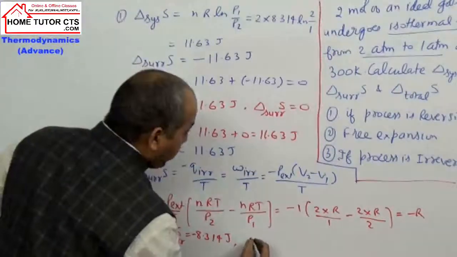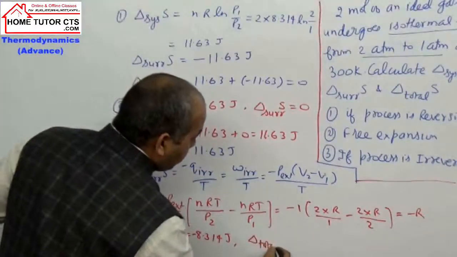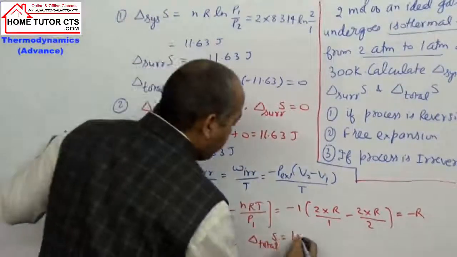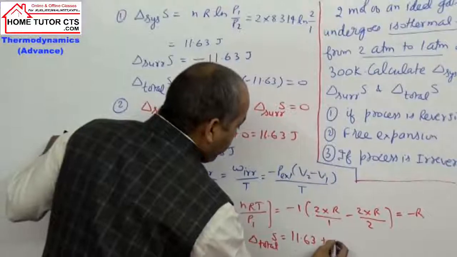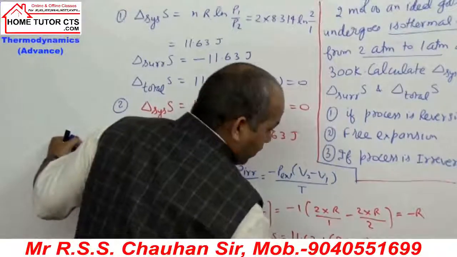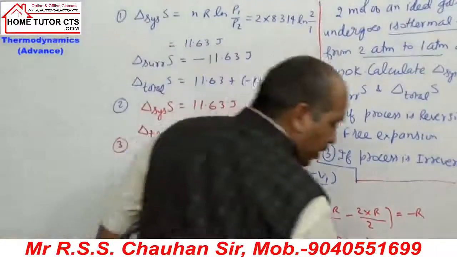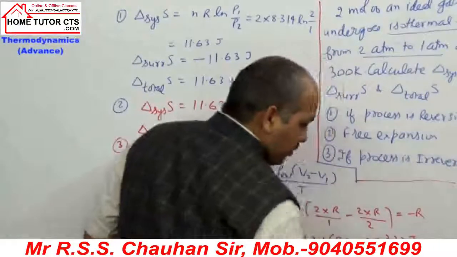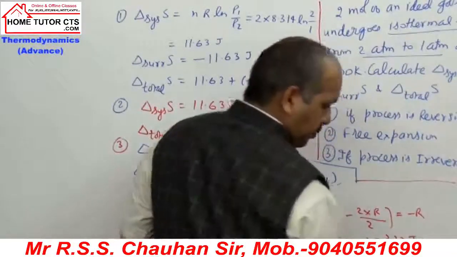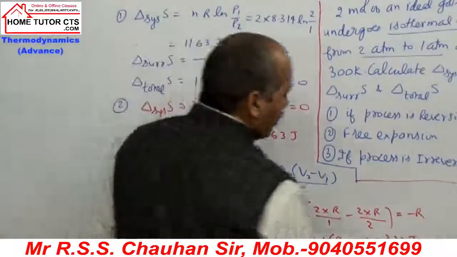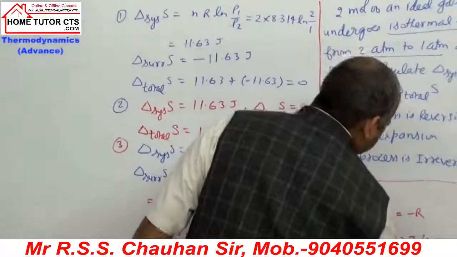And then what can be taken in this case? Delta S total, delta S system plus surroundings, 11.63 plus minus 8.314, the value of R. On solving this value will come 3.32 joules. Okay, that is how this question you can solve. Joules per Kelvin right here.